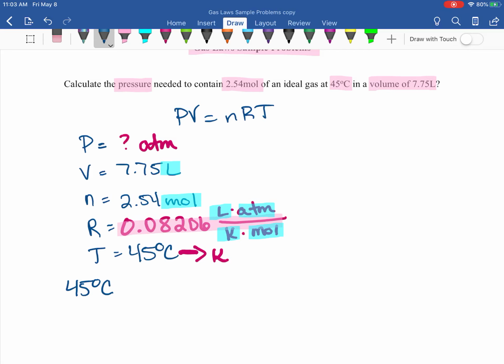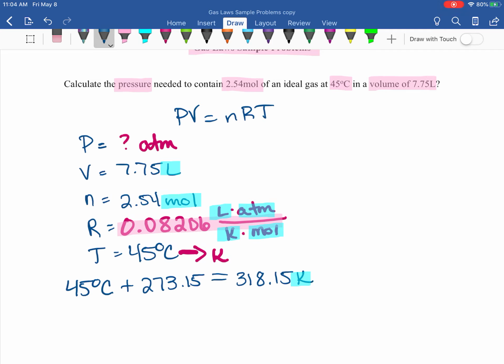We've got 45 degrees Celsius. Grab your unit conversions table, and what you'll notice is if you're going to convert that to Kelvin, you're going to add 273 to that, and that is going to equal our Kelvin. So grab your calculator. What is that going to give us? I am getting 318.15 for Kelvin. All right, so now all my units match.